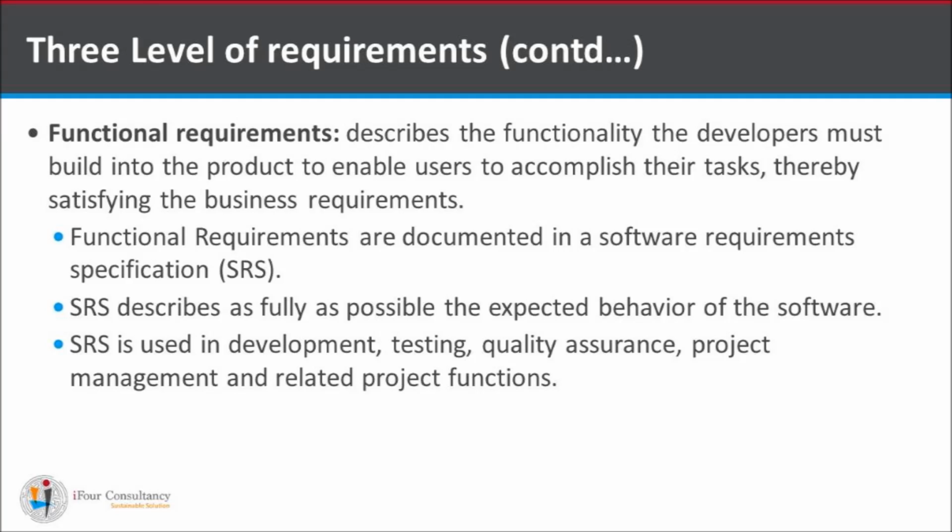Functional requirements describe the functionality the developers must build into the product to enable users to accomplish their tasks, thereby satisfying the business requirements. Functional requirements are documented in a software requirement specification document. SRS describes as fully as possible the expected behavior of the software. This is also used in development, testing, quality assurance, project management, and related project functions.